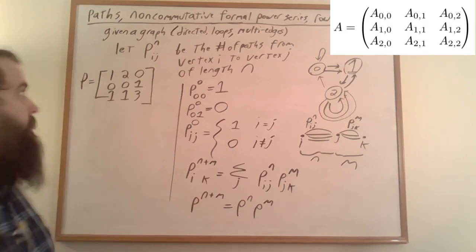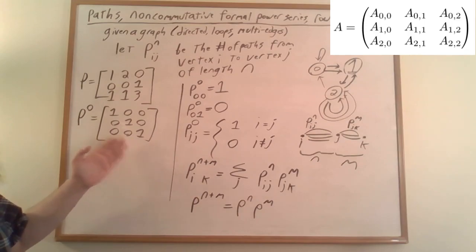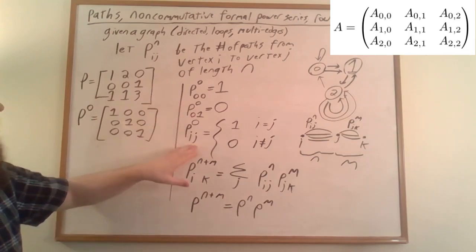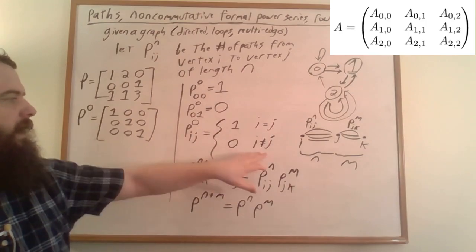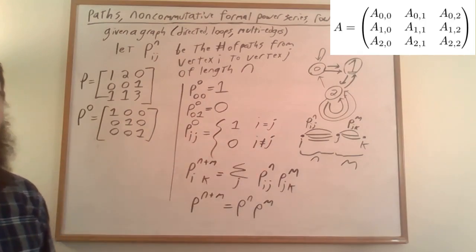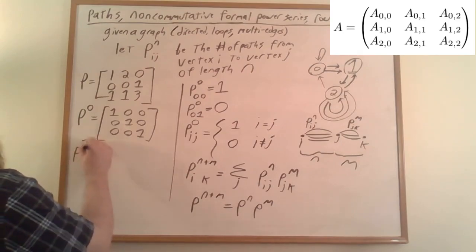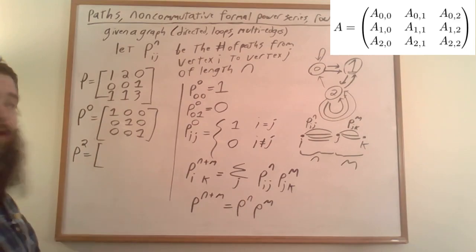For instance, if we consider P to the 0th, any matrix raised to the 0th is going to give us the identity matrix, and that agrees with what we have over here. In general, if we're looking at the ijth entry of this matrix, it's going to be a 1 if i is equal to j, and a 0 if i is not equal to j. But more interestingly, we can take, for instance, P to the power of 2 and count the number of paths of length 2 in this particular graph here.